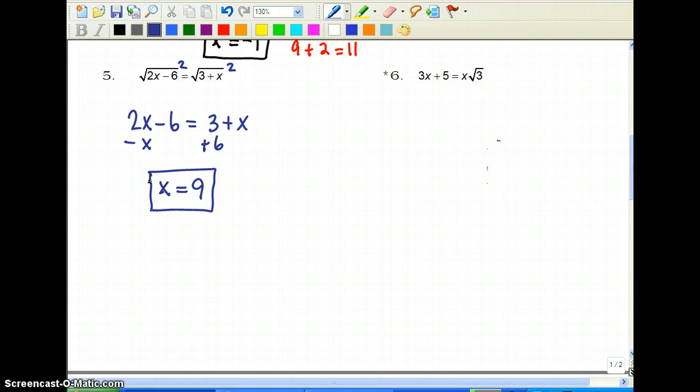Notice number 6 has a star. Okay? It has a star because it's a special problem. Notice the x is not under the radical.